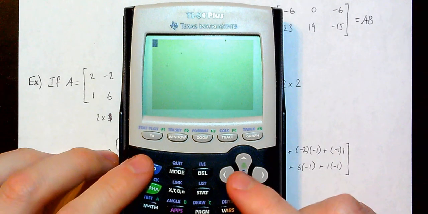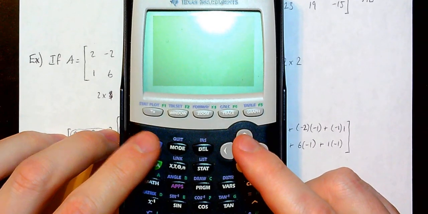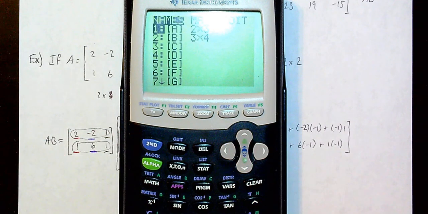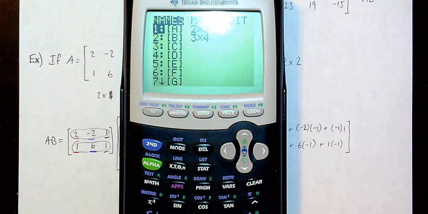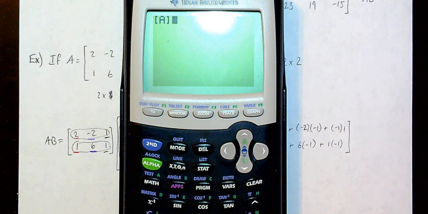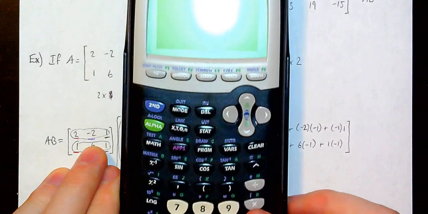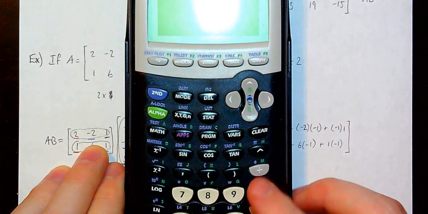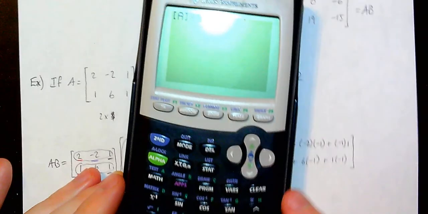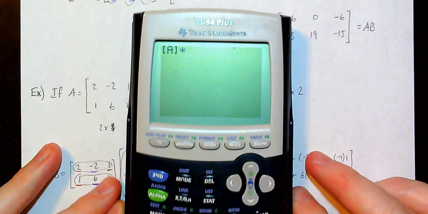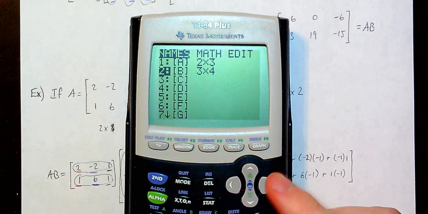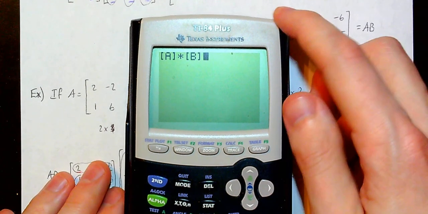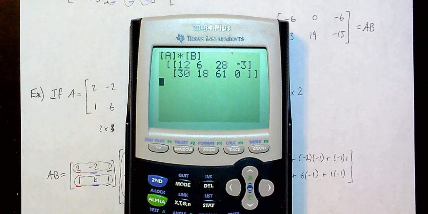You're just going to go into that menu. When names is highlighted here, you're going to hit enter on A. You're then just going to hit the typical multiplication sign that's on your calculator down here. So we see A in brackets and then the times, and then we go back to that menu and we hit B, and then you just hit enter and you come up with your product matrix.